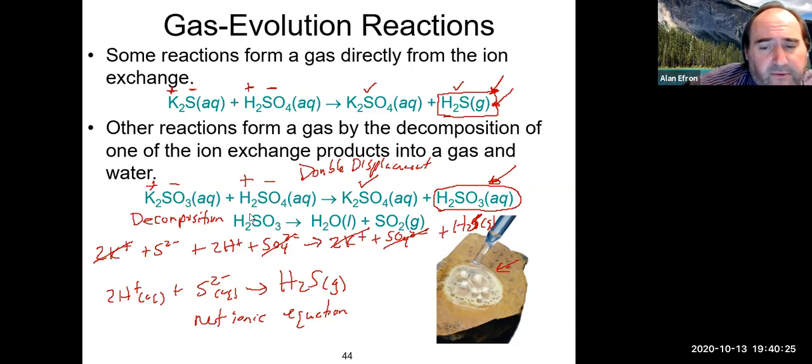So these are two common ways that a gas can be generated, one a direct generation of the gas, the other an indirect generation, a two-step process: a double displacement reaction, followed by a decomposition reaction of one of the products. Any questions on that there?